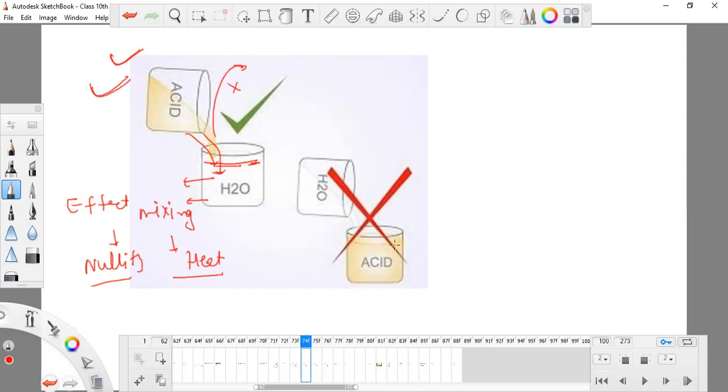And if you do the opposite, then there is production of immense heat. A large amount of heat is produced and the acid will splash out. So don't take a small amount of water. Always take this beaker full of water.